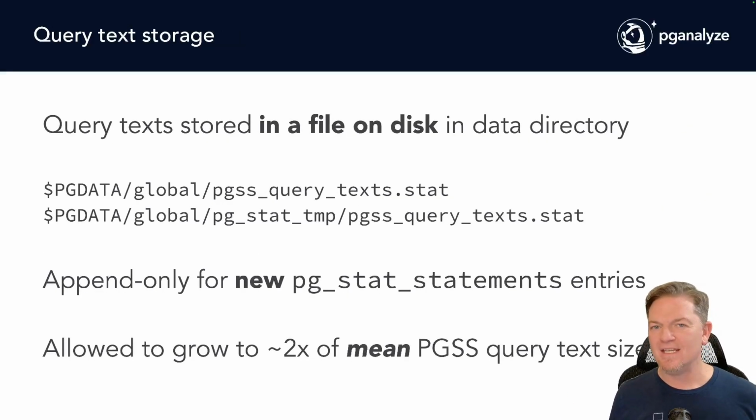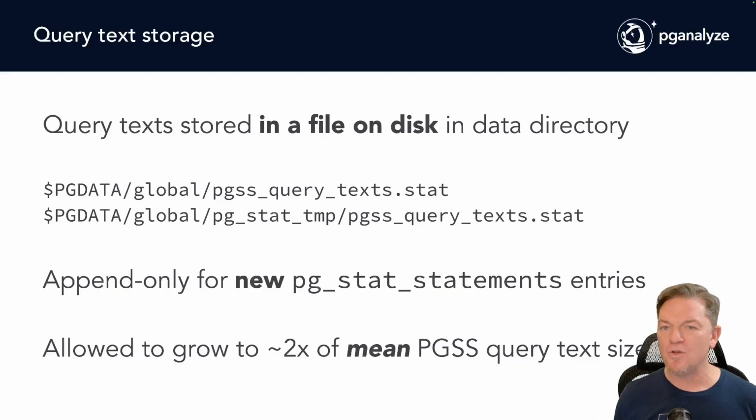The text, it turns out, is not stored in the in-memory hash table. It is stored in a separate file on disk in the data directory. Now, normally it tends to be in the pgdata global directory. Some Docker installations, I've found it inside of a pg_stat_tmp directory, but it will be in there somewhere. And this is the actual file that's tracking the texts of those statements.